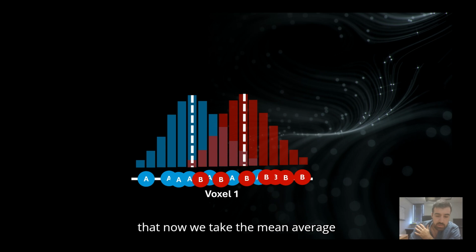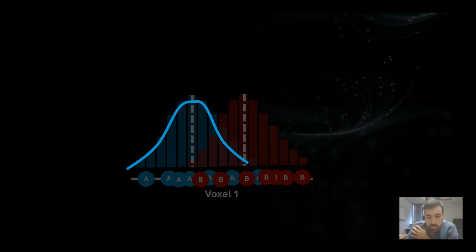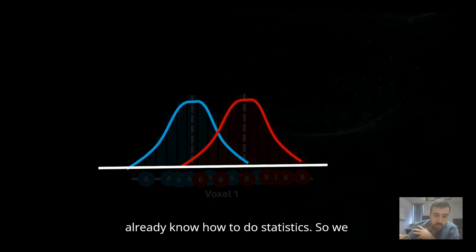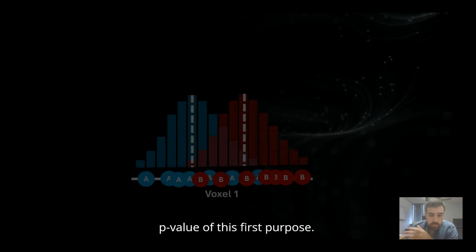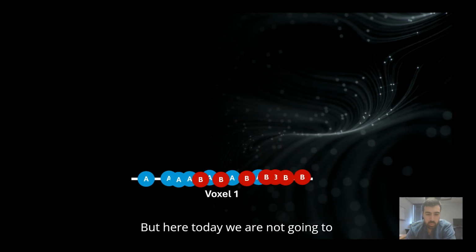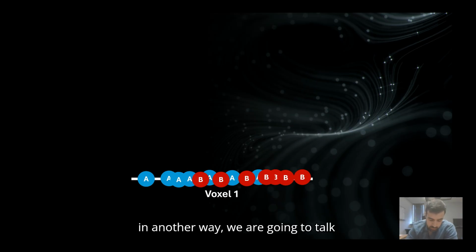Let's say that now we take the mean, the average of each one of the groups, and once we have the average, we can describe the probability distribution, the density distribution, and with these density distributions, you already know how to do statistics. So we can compute the p-value of this first voxel. But today, we are not going to approach it this way. Instead, we are going to talk about multivariate pattern analysis.